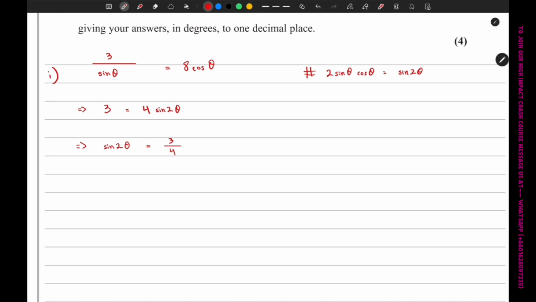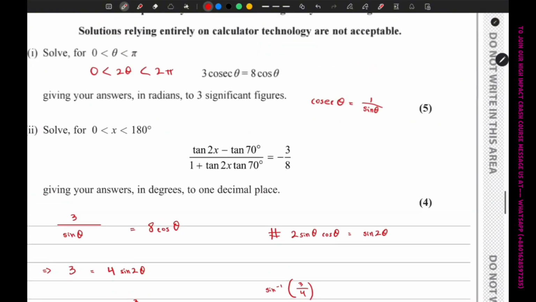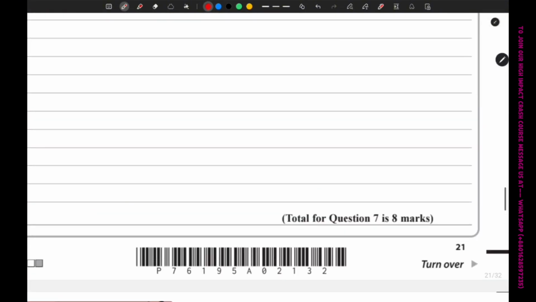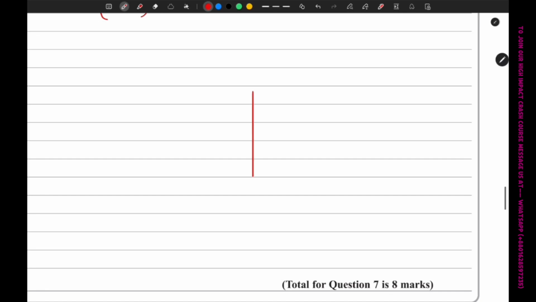So in order to solve these equations, what we will do is that in our calculator write down sine inverse 3 over 4. So this gives us a value of 0.848 radians. And then what you need to do is draw the CAST diagram. So the CAST diagram looks like this. So this is A, C, T, S. This is theta, and this is 2 pi minus theta, and this is pi plus theta, and this is pi minus theta.